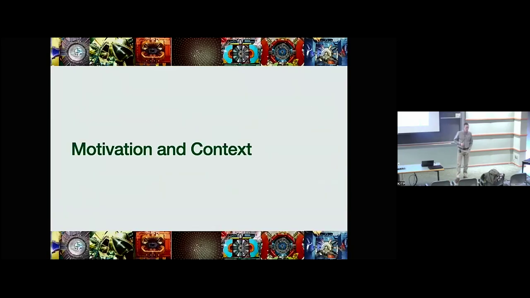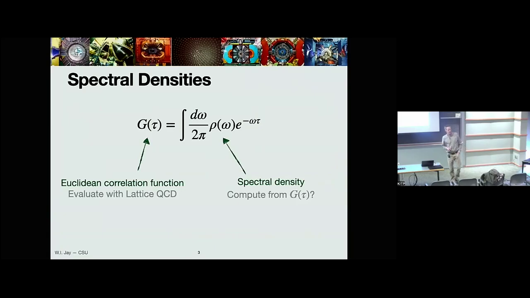I'll start with some motivation and context for thinking about numerical analytic continuation. So in some sense, this is the math problem we want to solve. What this equation says is that the Euclidean time correlation function, the sort of thing we compute using lattice QCD numerically, is related via Laplace transform to the spectral density rho of omega, where here omega is some kind of energy. Of course, if you had the quantity on the right-hand side, it would be trivial to compute the left-hand side. But in general, it's difficult to undo this, to compute the inverse Laplace transform.